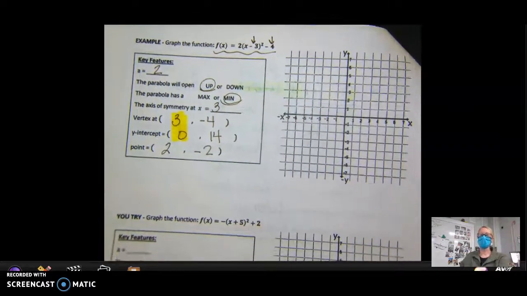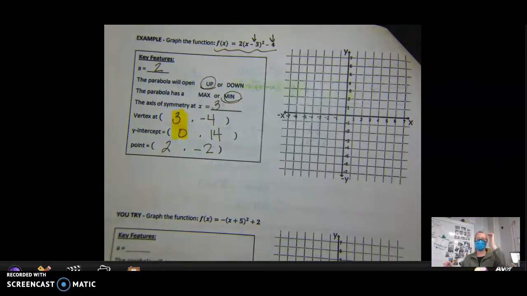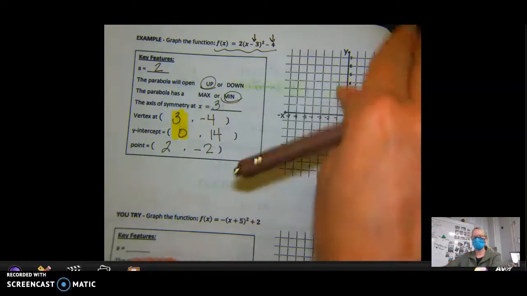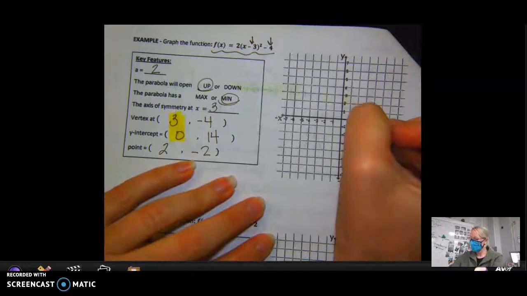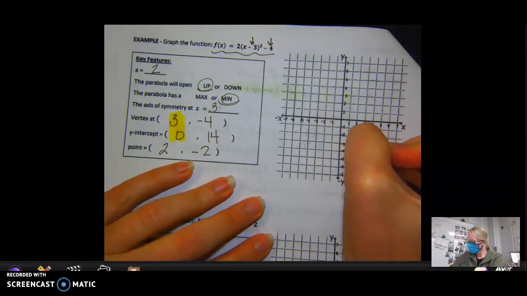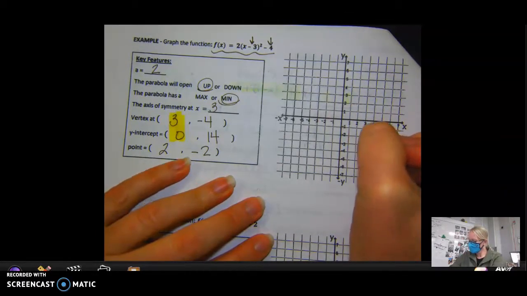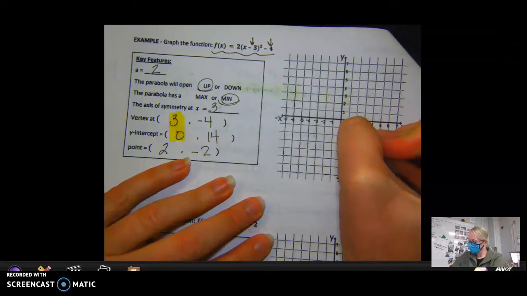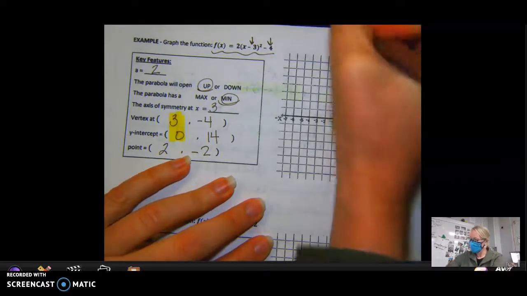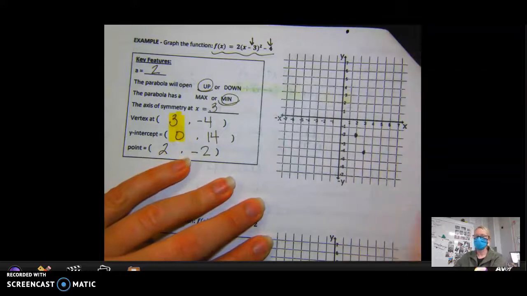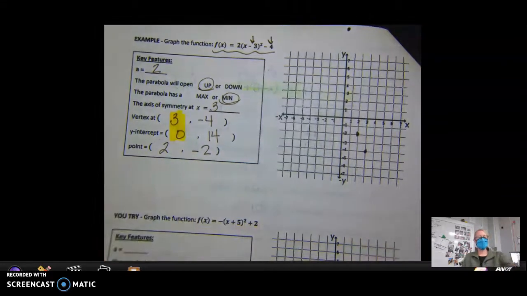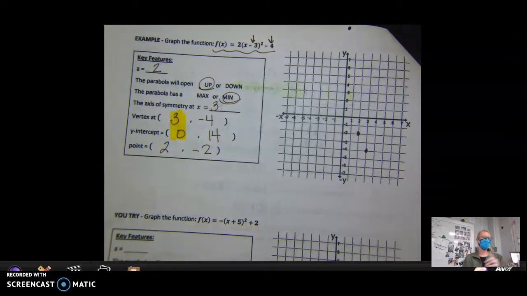Okay, so now I'm going to graph this. We didn't talk much about graphing yesterday, but we have 3 points. We're going to graph those 3 points. We have a point at 3, -4. We have a point at 2, -2. And then a point at 0 all the way up here at 14. Now, that's essentially one side of our parabola.